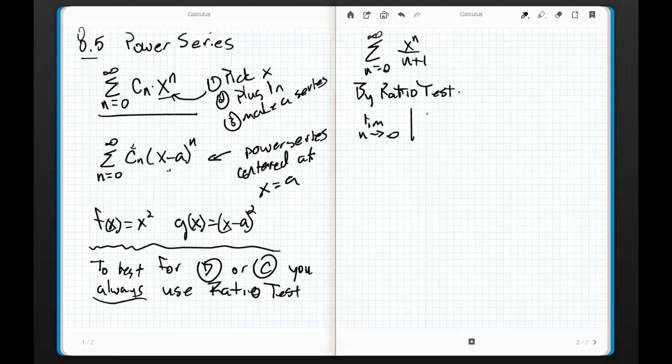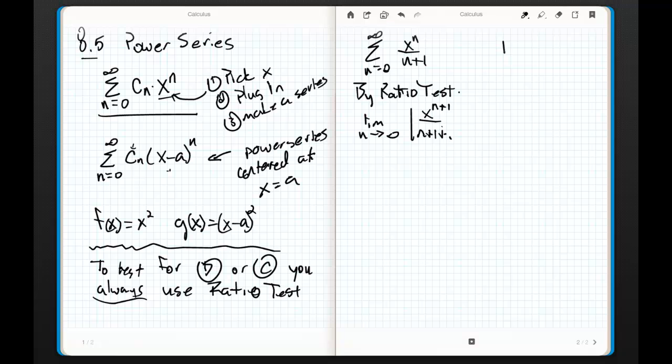Of the absolute value of x to the n plus 1 over n plus 2, right? And then by the ratio test before, remember, we're dividing this. Does everybody see where I got the n plus 2 from? I'm being a little too accelerated. Think of this as n plus 1 plus 1.